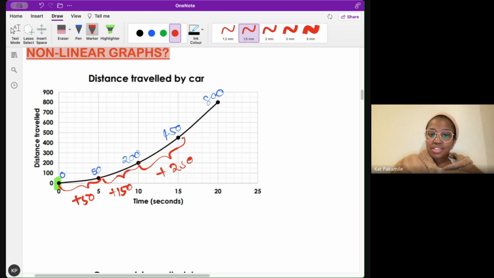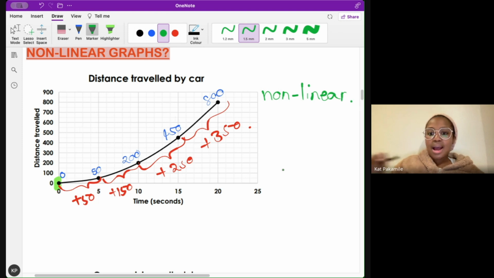250. I hope you guys have decided your answer now. And then from 450 to 800, what is my difference? 350. Is this difference constant? There is a difference, but is it constant? No. So does that mean this is a linear or a nonlinear graph? Nonlinear. Nice.